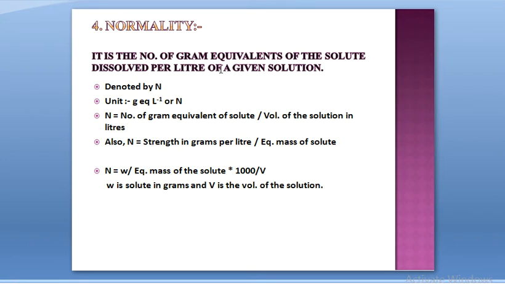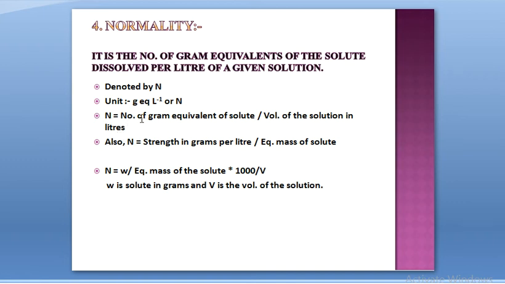I'll repeat this. Gram equivalence क्या होता है? It is the quantity of an element or a compound that has a mass equal to its equivalent weight. और वो mass of grams में express करते हो, it becomes the gram equivalent, denoted by capital N. This is the unit, gram equivalent per liter. Obviously the definition is this. This will be the unit, gram equivalent per liter, or you can simply write down capital N. 0.1 N means 0.1 normal solution.